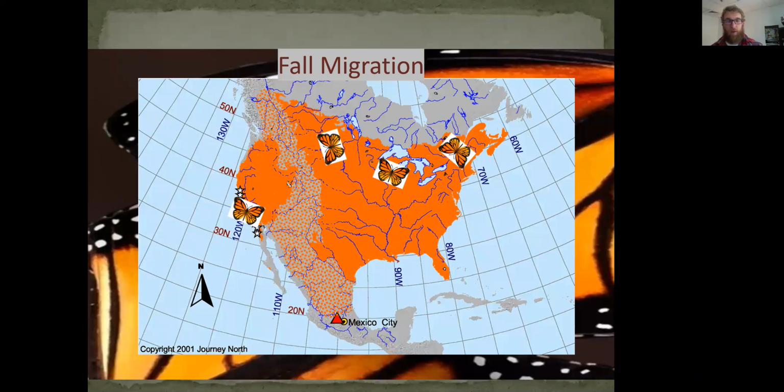Now, I'm going to talk about the migration a little bit because most people have a general idea, but it's actually really complex. So anyway, here's a map of their range. This is the eastern before the Rockies, and then the western is over the Rockies. Now, the western population, they're only going to migrate from the Sierras down to coastal California. So they don't go where all the other population goes. That's why they're a separate population.